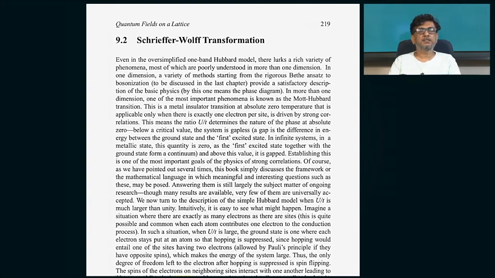Now let us imagine a situation where you have precisely one electron per site. That is not uncommon. You might think it would be a very unusual and remarkable situation to have exactly one electron per site, but in fact it is very common, because an atom can contribute exactly one electron to the conduction process. So the electrons that participate in the processes described in the Hubbard model are precisely one electron per site. Imagine that is the situation we are dealing with.